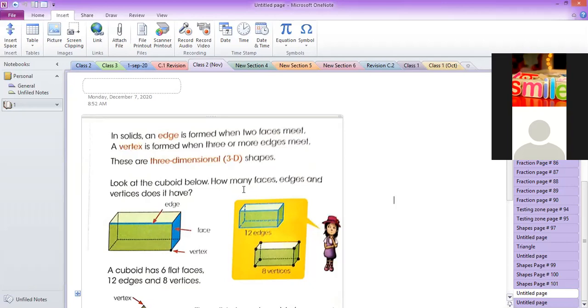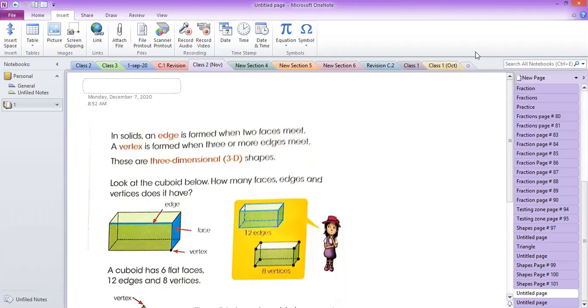And we learned about the solid shapes. The objects that occupy space are called solid shapes, okay? So we can have different solid shapes: it can be a cube, a cuboid, a sphere, a cone. So we are going to learn the properties of these 3D shapes, the properties based on faces, edges, and vertices.